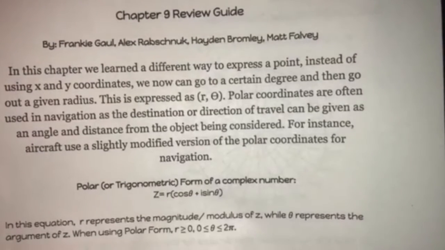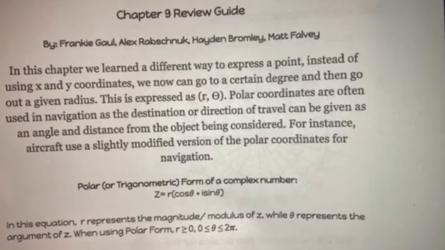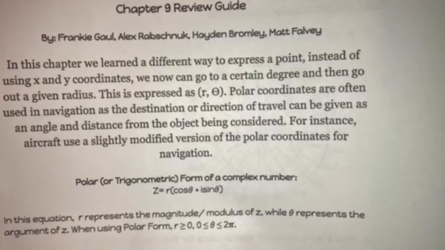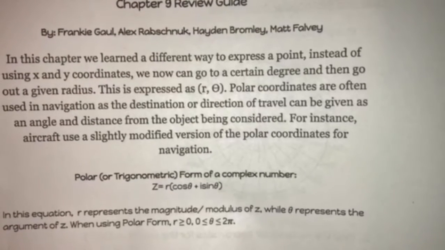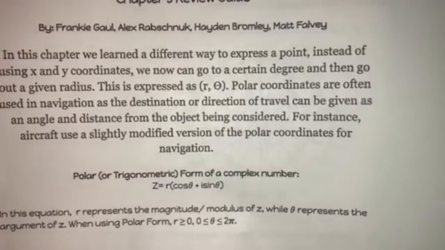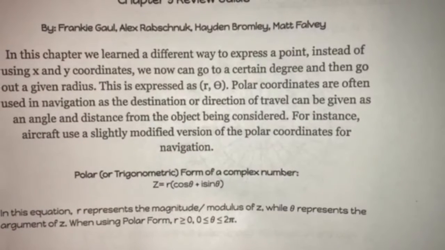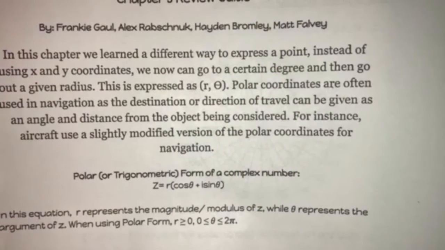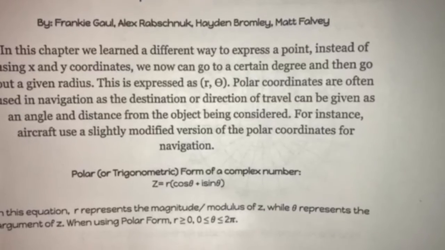Polar coordinates are often used in navigation, as the destination or direction of travel can be given as an angle and distance from the object being considered. For instance, aircraft use a slightly modified version of polar coordinates for navigation.